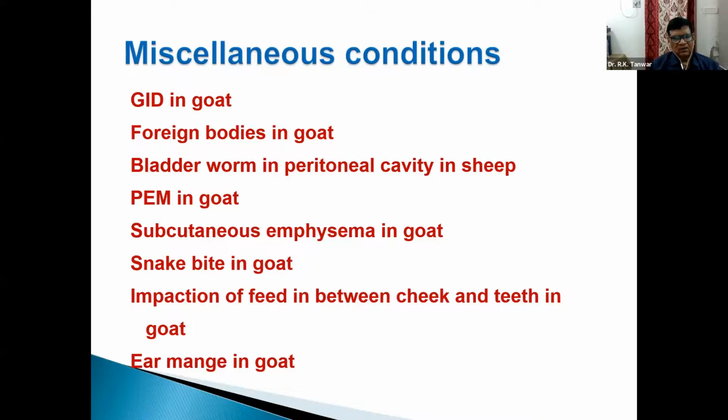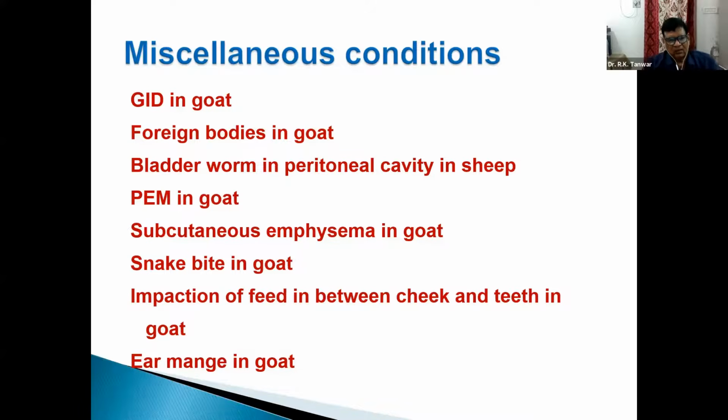Again, I have given the title miscellaneous conditions. It is also a problem because goats are intermediate hosts. The stray dog population is very large, and dogs having tapeworm shed eggs that are taken up by goats and sheep. So they develop foreign bodies.